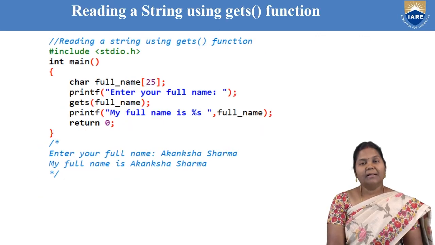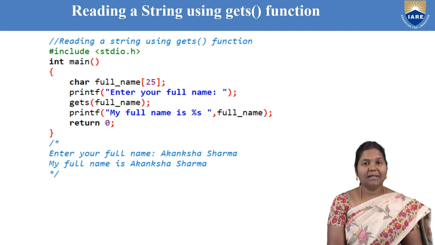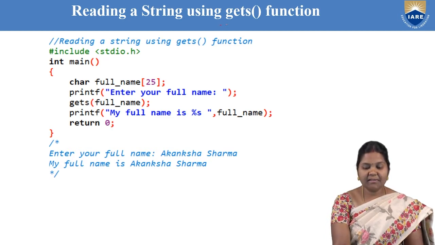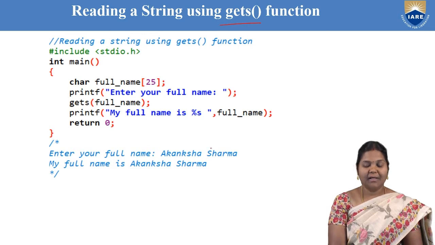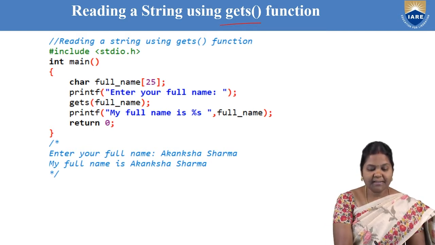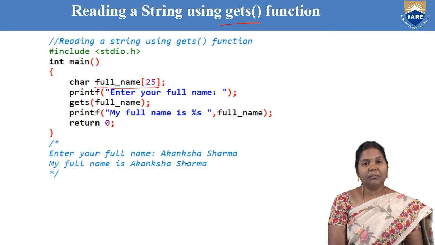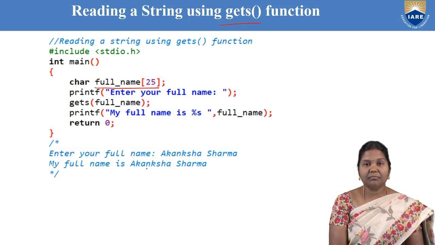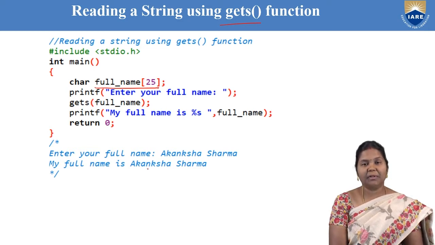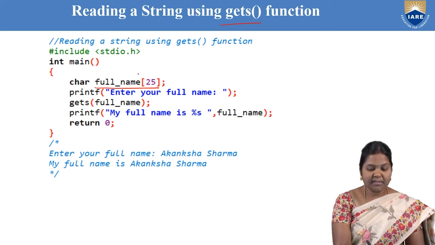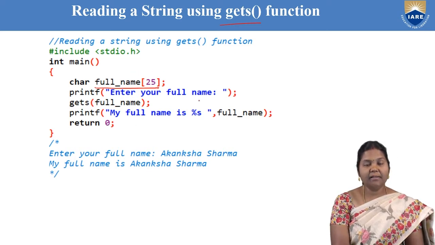Now, string reading can also be done using a popular function called gets. So, gets is a function to read a string, and similarly the equivalent puts is another function to display the string on the display. So, for example, we want to read a string, full name of size 25. We have declared one character array, which is our character array. Then, enter your full name.